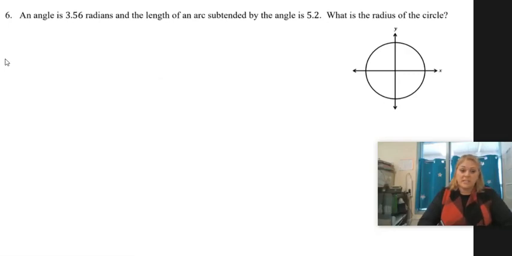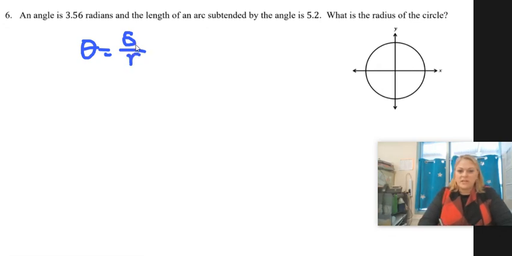This is very similar to the last two questions. It says an angle is 3.56 radians and the length of an arc subtended by the angle is 5.2. What is the radius of the circle? Same formula as number 4 and 5. So I have theta equals S over R.